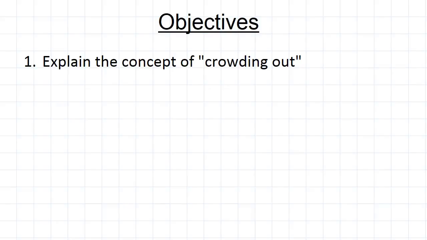One more thing that's worth talking about is this concept of crowding out, which is something the government sort of inadvertently does by increasing its spending. So we'll have a look at what this means, going through it one step at a time.